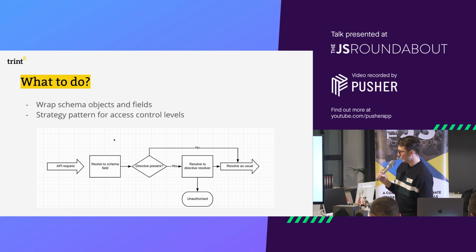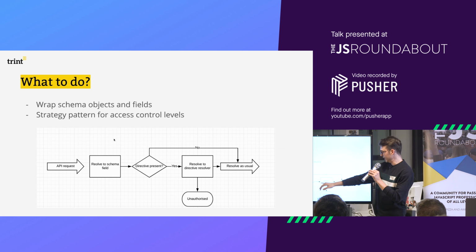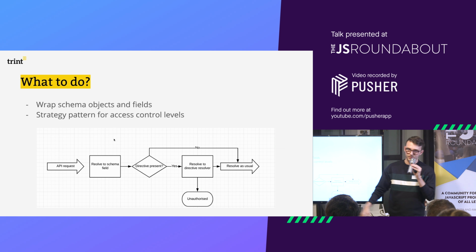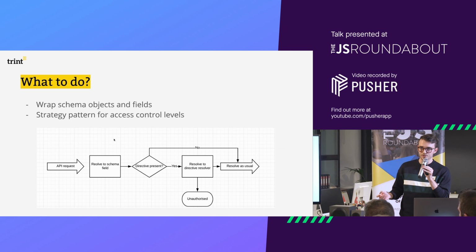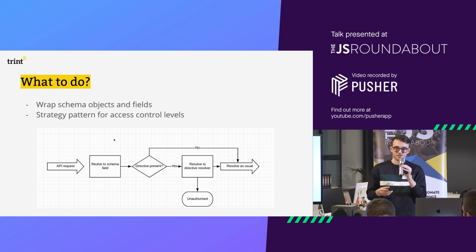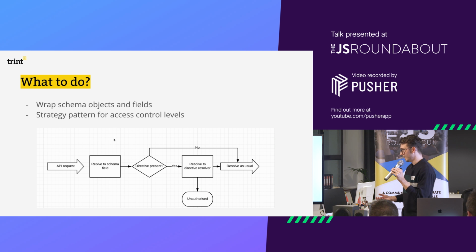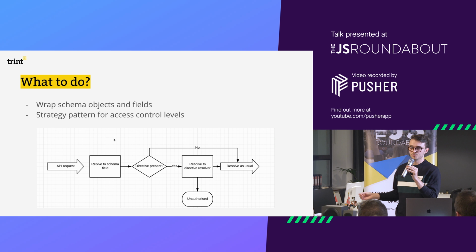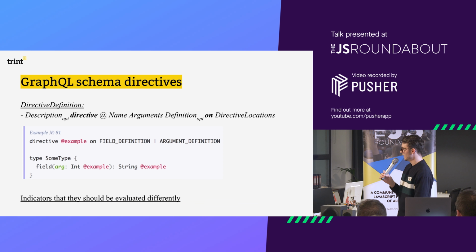So what to do? With regards to this, we're going to be introducing these 3 parts. We're going to introduce a directive. When an API request comes in and it resolves to a schema field or an object, we're going to ask, is there a directive present? If there is, handle it in this special way, which is then going to do our authorization using a strategy pattern. And then, if it's allowed, resolve as usual and give them the data they want. So this, hopefully, is what you'll end up with.